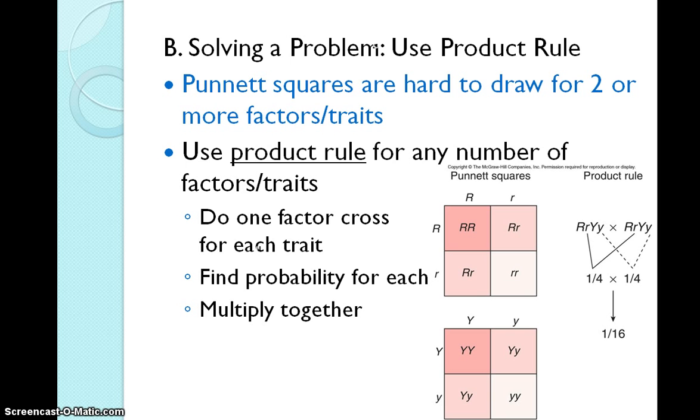For example, if you are doing something with big R, little r crossed with big R, little r, and the second trait is big Y, little y crossed with big Y, little y, you can do a Punnett square for the r's and then a Punnett square for the y's separately. And if you want to know the probability of having little r, little y, you would just take little r, that's 1/4, and multiply it times little y, that's 1/4. That gives you an answer of 1/16 for little r, little y.